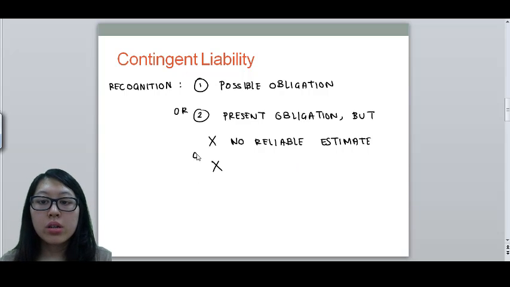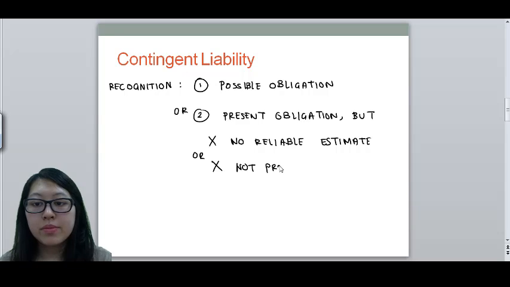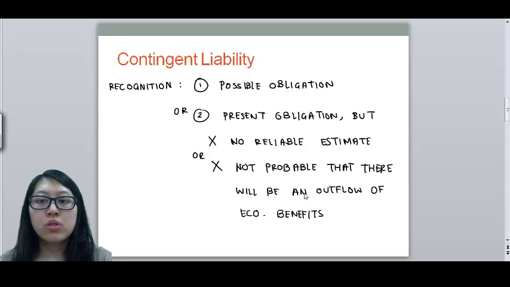Or it is not probable that there will be an outflow of economic benefits. So it's less than 50% chance that we're going to have to settle this claim anyway. But we still have an obligation to this person. So we still need to put some kind of disclosure about this liability.